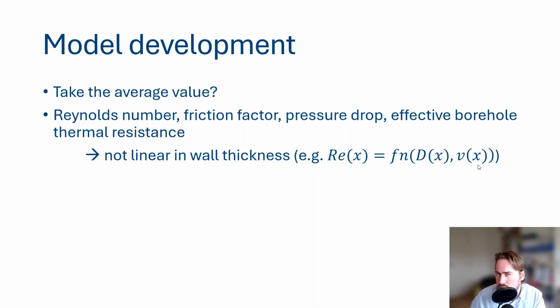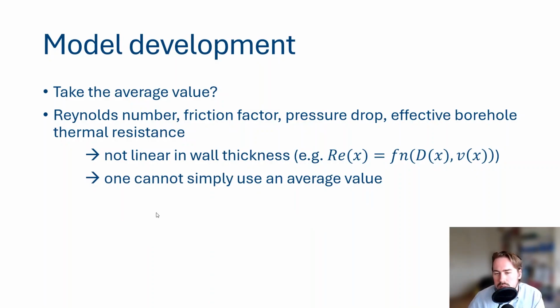Now our fluid velocity depends on our flow rate divided by our surface area. Now the area of a circle is quadratic in the inner radius, which also depends on this wall thickness. So a Reynolds number is already not linearly dependent on the wall thickness, let alone the friction factor, pressure drop, and so on. So that's why we cannot simply use an average value for this conical part, because it will not be a correct estimation since it's not a linear system at all.